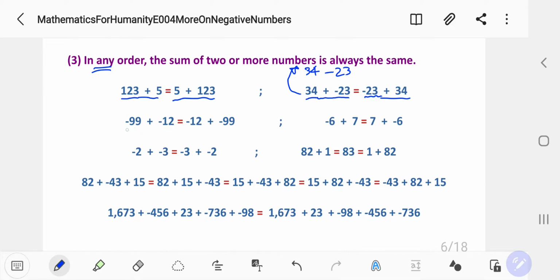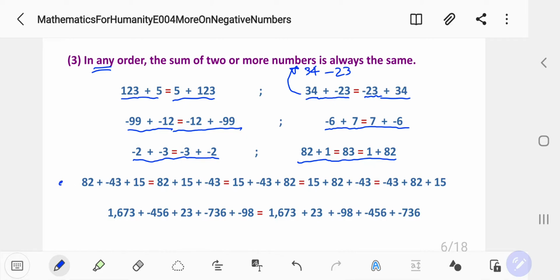So here you have negative 99 plus negative 12 is of course negative 12 plus negative 99, so they're the same. Here you have negative 6 plus 7 is equal to 7 plus negative 6. And then negative 2 plus negative 3 is equal to negative 3 plus negative 2. And then 82 plus 1 is just 1 plus 82. They're the same. It's equal to 83. So you can reverse the order in adding two or more numbers.